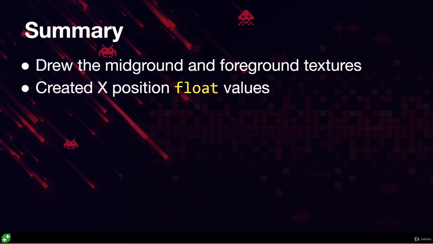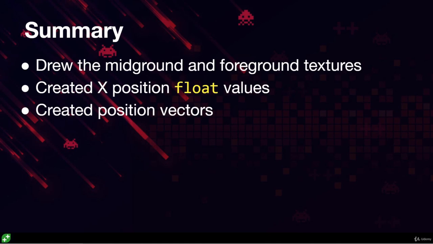So in summary, we drew the midground and foreground textures, and we created X position float values so we could scroll these textures to the left. We created position vectors using our X position float values, and we drew each texture twice so that we got continuous scrolling. Great job! The game is starting to come together.